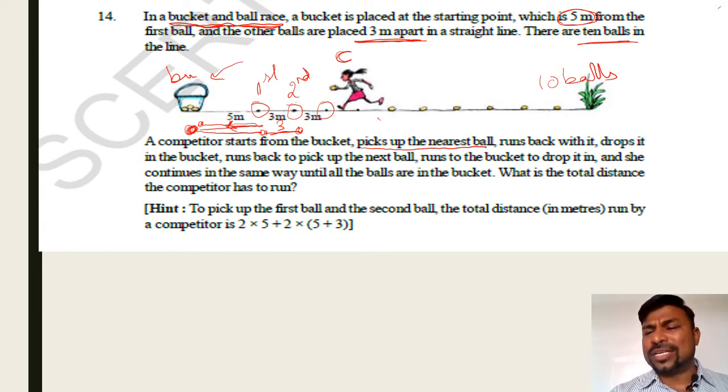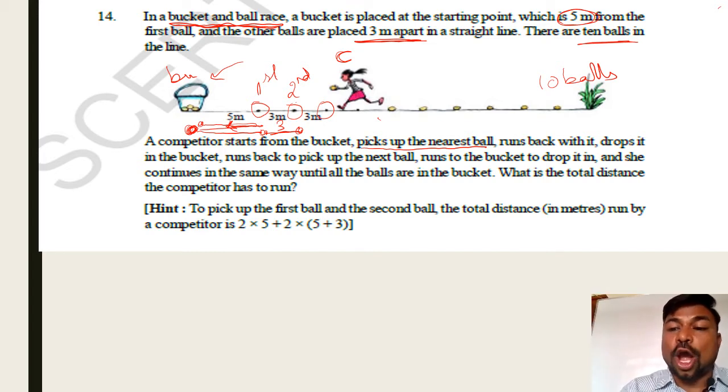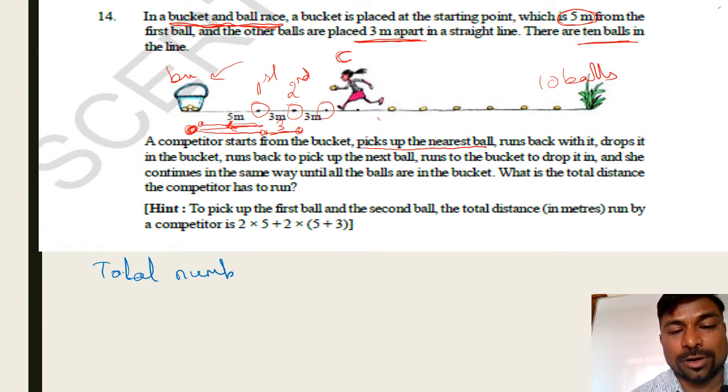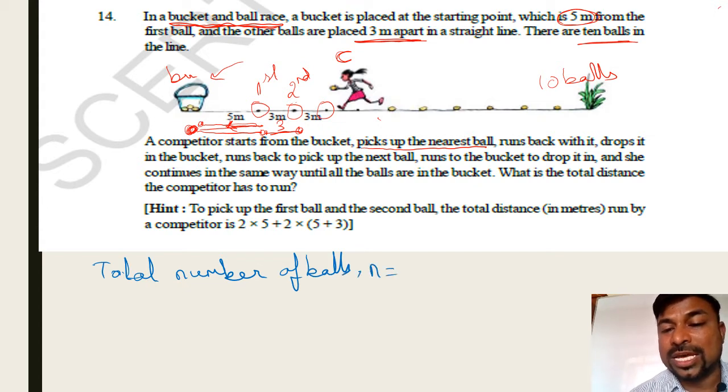So let us go in a systematic way. Totally how many balls are there? Total number of balls. He's saying that totally 10 balls are there. So what is the condition laid there? Now let us go for this one.